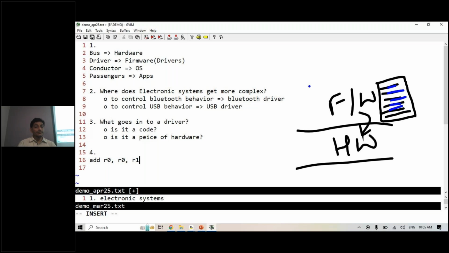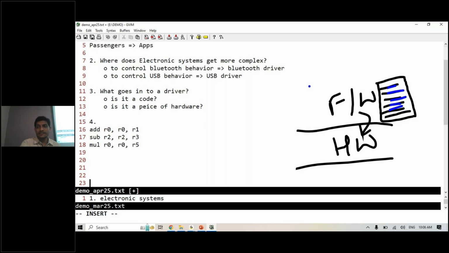Like this I can do multiple things: sub, multiply, branch. There are almost 50-60 instructions. So finally what happens, let's say I write a typical code: R2 minus R2 R3, a few things like that, let's say R0 comma R5. I just wrote like this. This code is called assembly code. This is called assembly language.